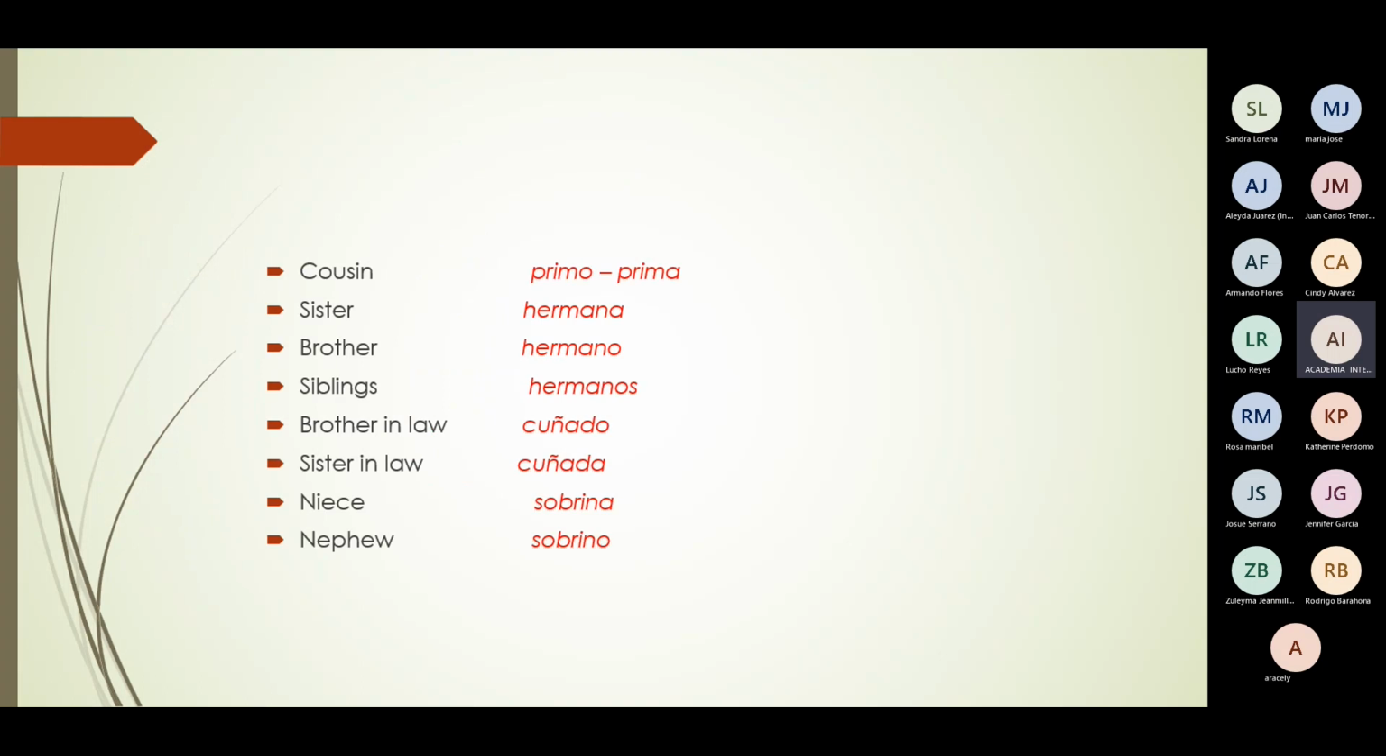Cousin. Primo o prima, right? So it depends of the context that we are going to realize if we are talking about a girl or a man. Estamos hablando de una mujer o de un hombre. For example, if I want to refer to a woman, and I want to say that is my cousin, I need to say she is my cousin. And suddenly, you are going to realize that I'm talking about a woman, right? Y repentinamente se van a dar cuenta de que estoy hablando de una mujer when I say, she is my cousin. Oh, he is my cousin. Él es mi primo. So it depends on the context as well.